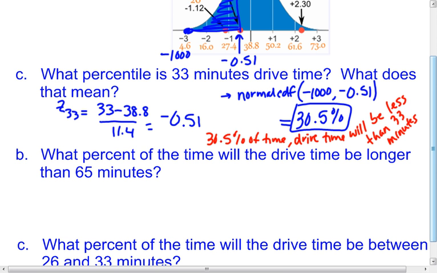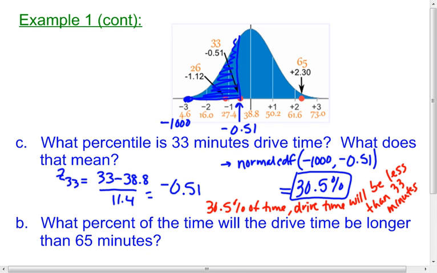Then the next question, what percent of the time will the drive time be longer than 65? Longer than 65. So I'm going to go up here. I'm going to erase this so that I'm not messing with this here. Longer than 65 minutes. Again, I already have calculated a z-score for 65 minutes. I don't need to recalculate that. I showed you in Part C how to do that if you needed to. But longer than 65 minutes would be how much is in this tail. Again, I know the z-score. You have to know the z-score, not the raw score. You have to put in z-score.